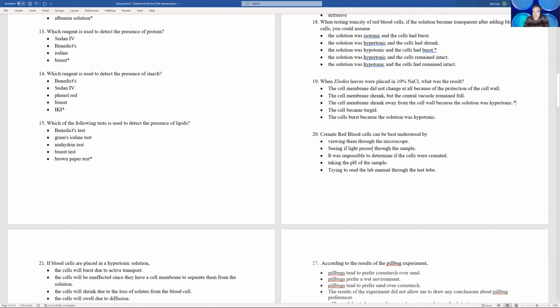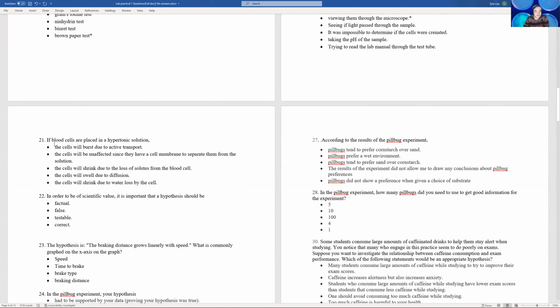Crenated red blood cells can best be understood by viewing them through a microscope. If blood cells crenate, they will shrink, and they have cytoskeletal elements in them, so they'll pretty much shrink and wrap the cytoskeleton. But to actually see this, it's best viewed through a microscope because it's very obvious, and it's really easy to see if they're crenated just by looking at them.